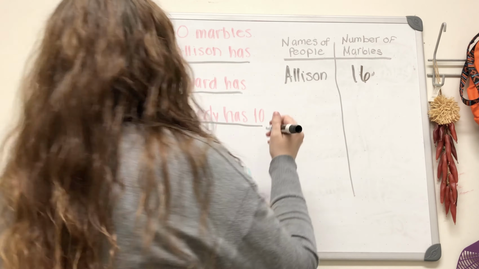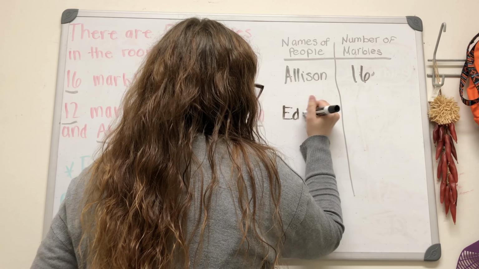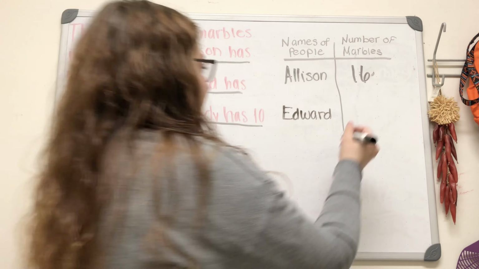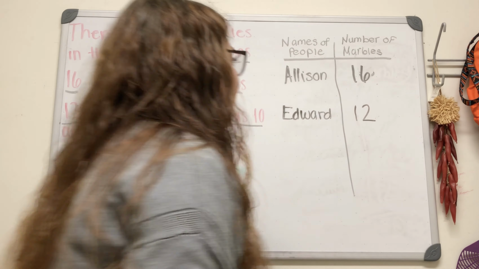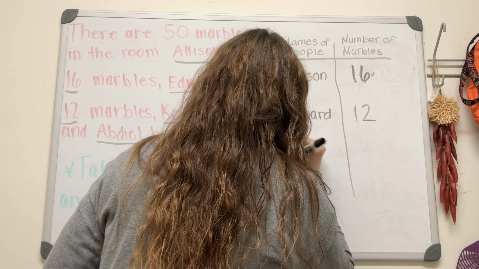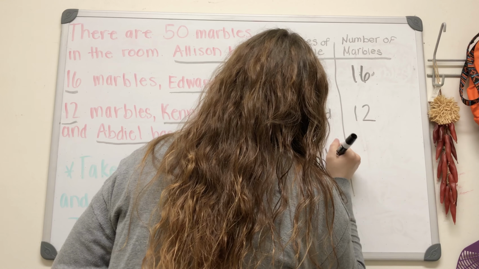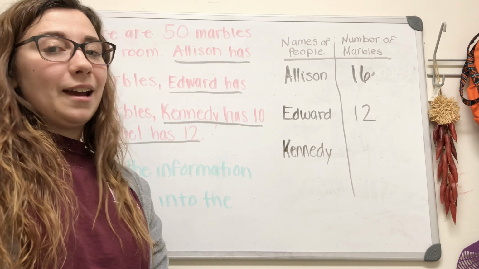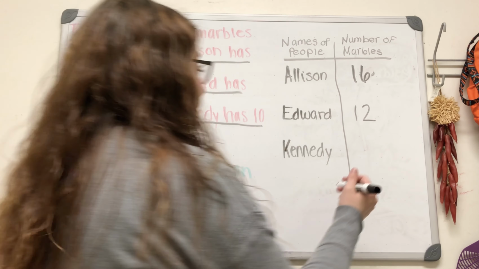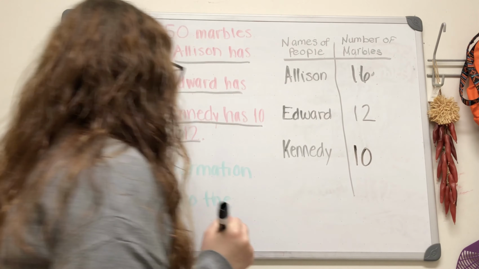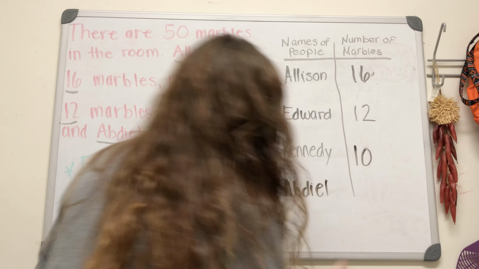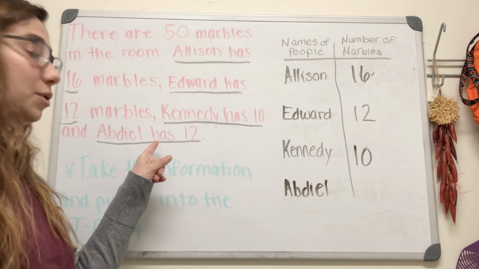Now it says Edward. So I will put his name down. Edward has 12. Next up is Kennedy. And how many does Kennedy have? If you said 10, that's correct. Kennedy has 10. And finally, Abdiel. And Abdiel also has 12.